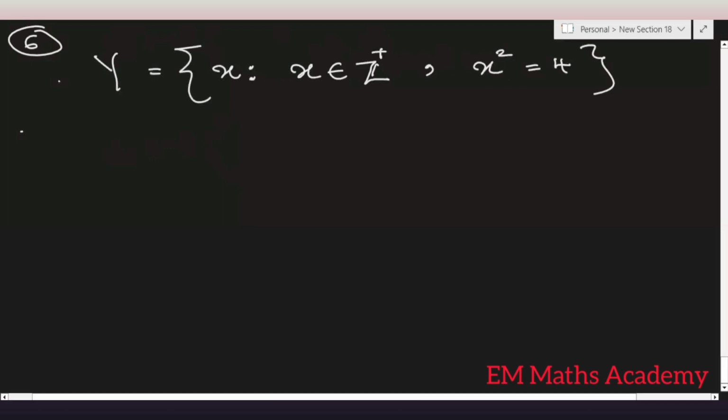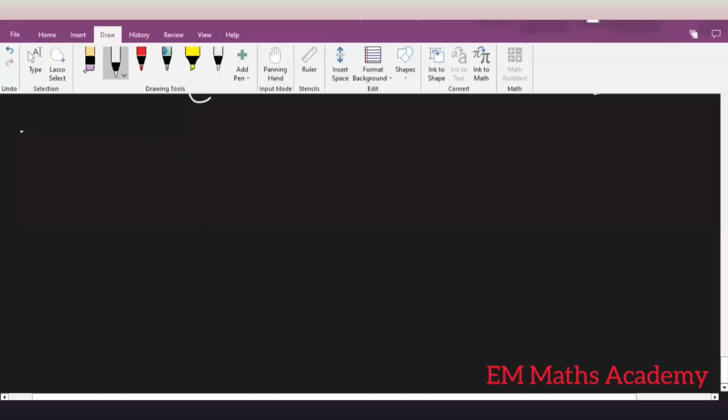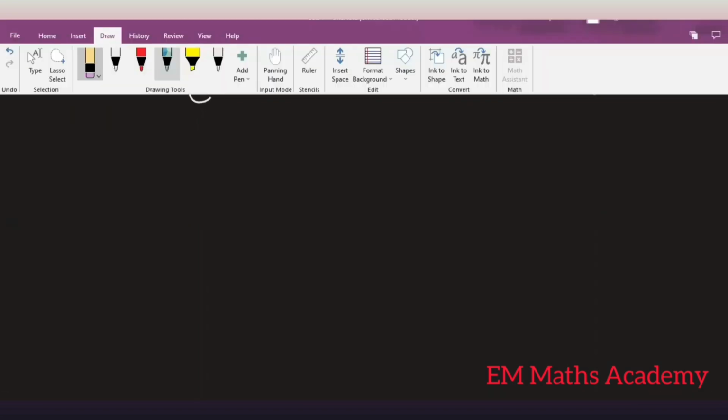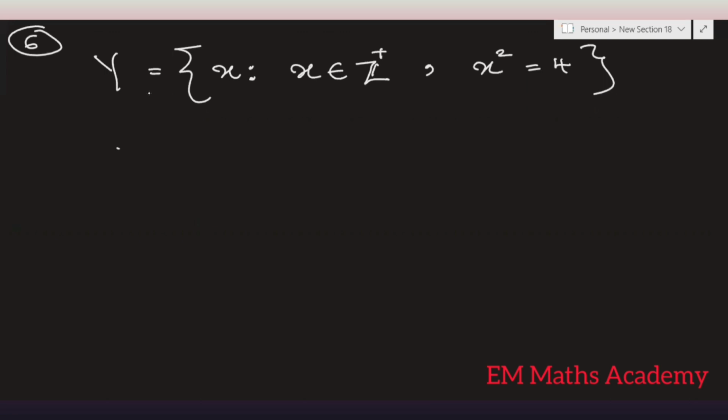Grade 11 බලන්න. Grade 11s ලට තමයි මේක හොඳටම identify කරන්න ඕනේ. දැන් ඉතින් exam එක ලියන්න නේ. බලන්න. What is the answer? Positive integer. Very good. It is positive integer of now x. X squared equal 4. Yes?